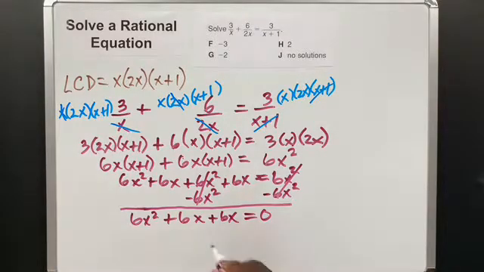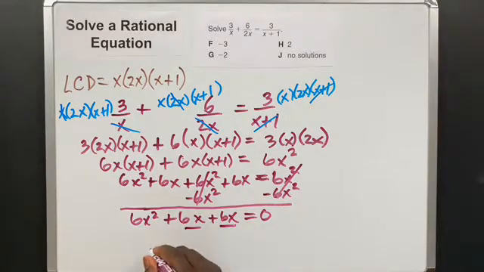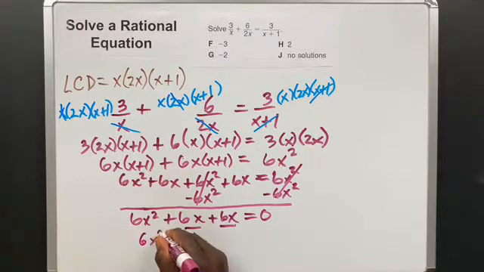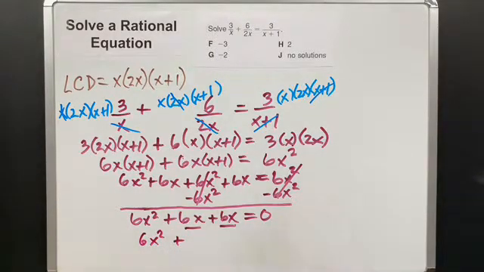All right, so let's go ahead and combine these two like terms. 6 times x plus 6 times x, so that we bring down 6 times x squared plus 6 times x plus 6 times x is what? You guessed. Yeah, you're right. You got it. It's 12 times x equals 0.